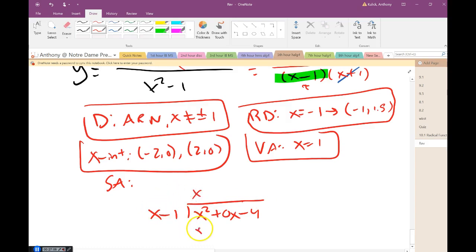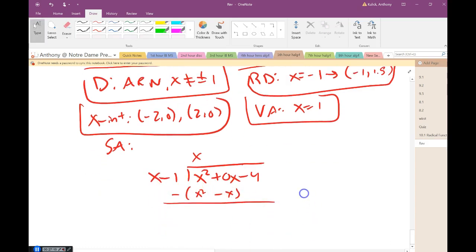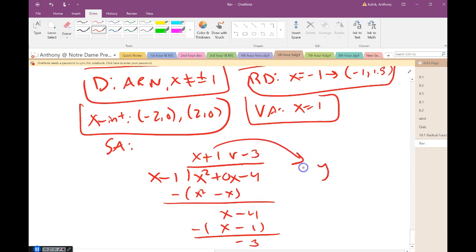X times x gives me x squared, and then multiply to the negative 1 to just kind of carry it through. X squared minus x squared is 0. 0 minus negative 1x is positive x. So positive 1 times x gives me x. Subtract down, that's negative 3. So the quotient there gives me my slant asymptote.